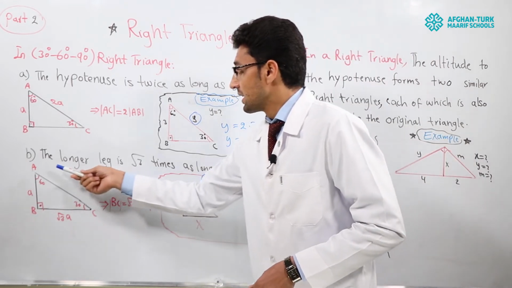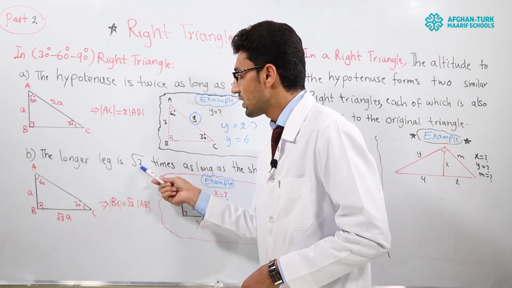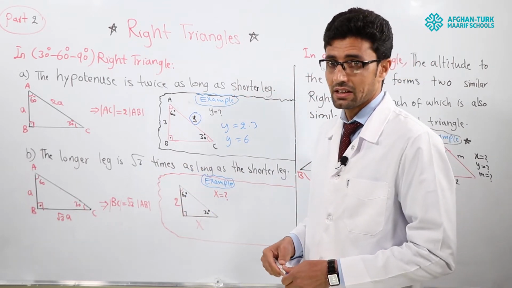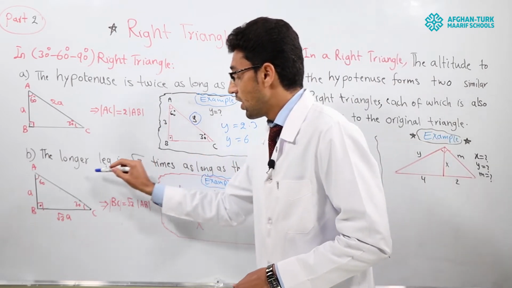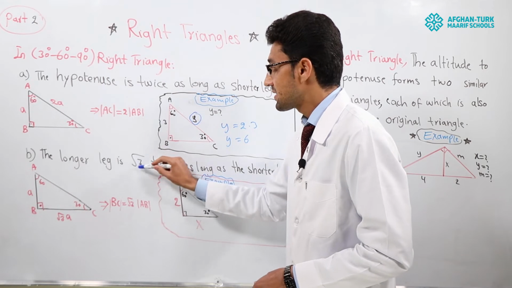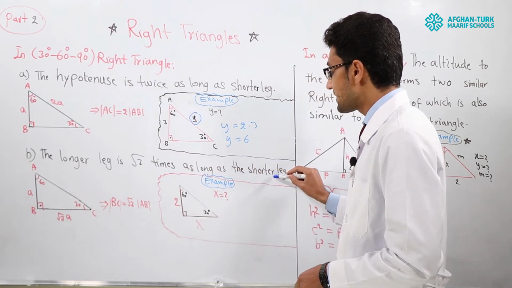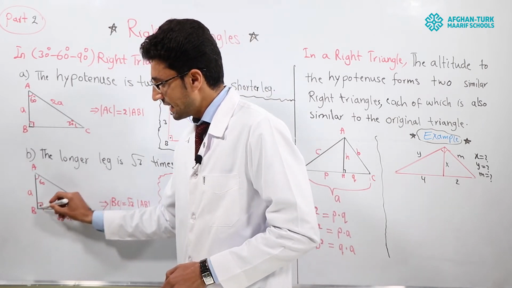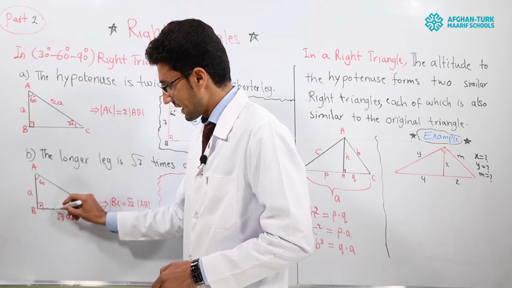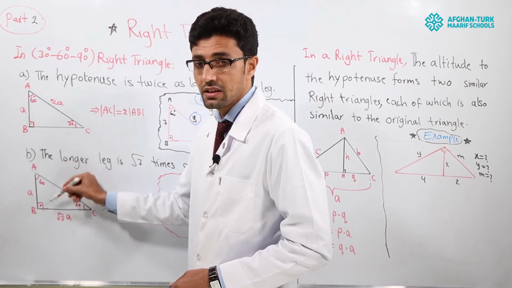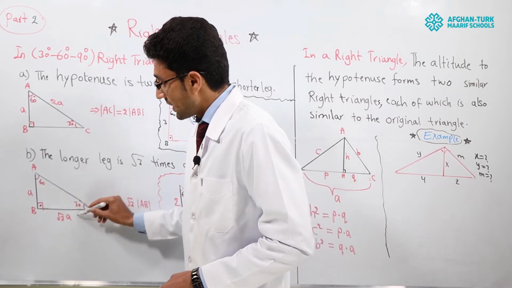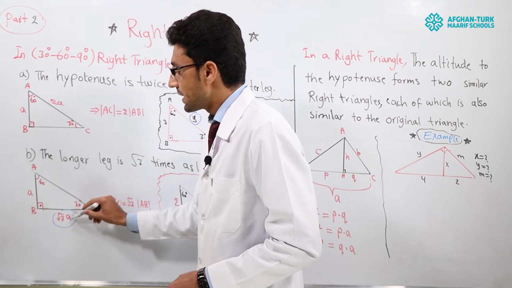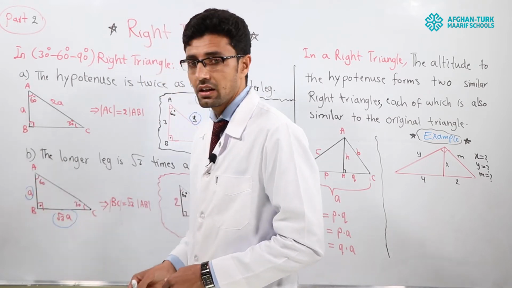The second property: the longer leg is square root of 3 times as long as the shorter leg. The longer leg is this times as long as the shorter leg. As I told you before, this is the long leg because it is opposite of 60 degree angle. So this property says that it is the square root of 3 multiple A times of A.